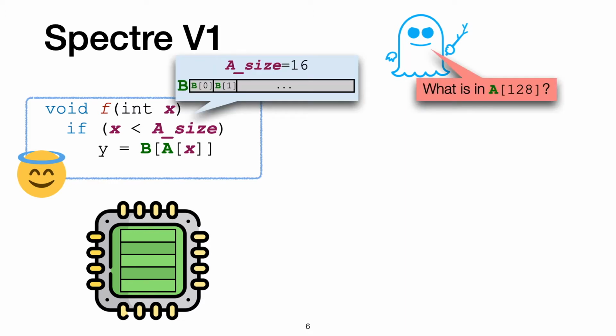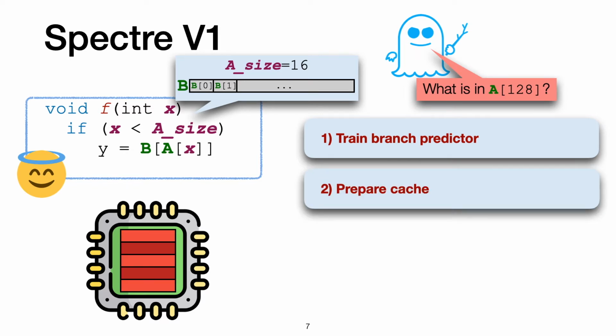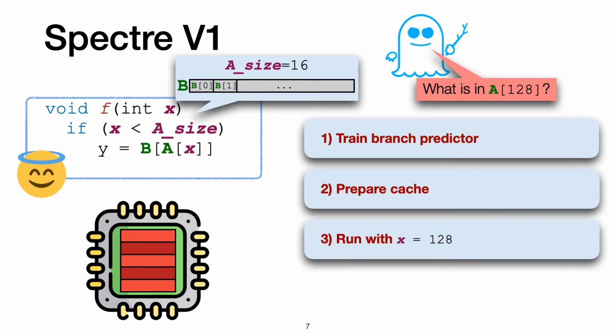Let's say that we want to learn the value of the location A[128]. Observe that A[128] is not part of A, whose size is only 16. The attack works in four phases. First, the attacker trains the branch predictor to ensure that the condition is predicted as satisfied. Next, the attacker fills the cache with attacker-controlled data, depicted here in red. Then the real attack happens.